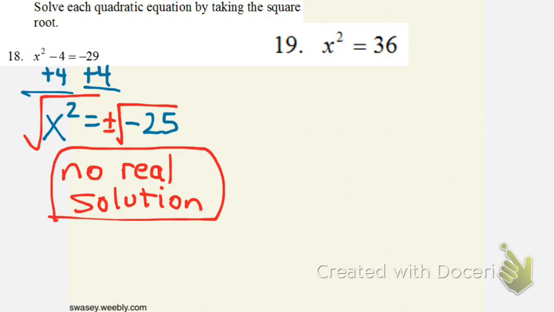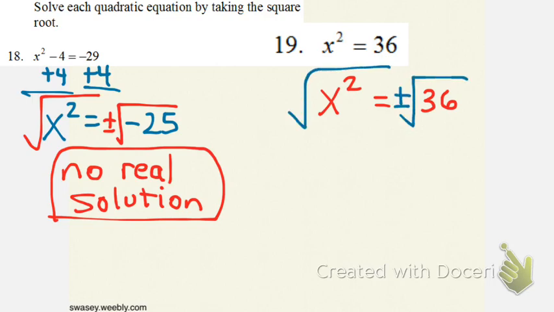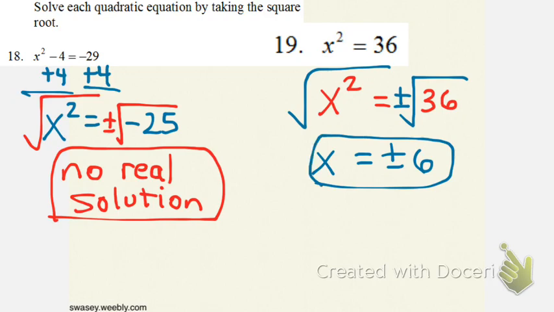19, you've got x squared equal to 36. To get rid of squared, we'll square root both sides. Make sure you do positive or negative on one side. Square root of x squared is x. And then on the right side, we've got square root of 36, that's 6. So we have positive or negative 6. If you check it, both of those answers will work. Make sure you have the positive or negative.